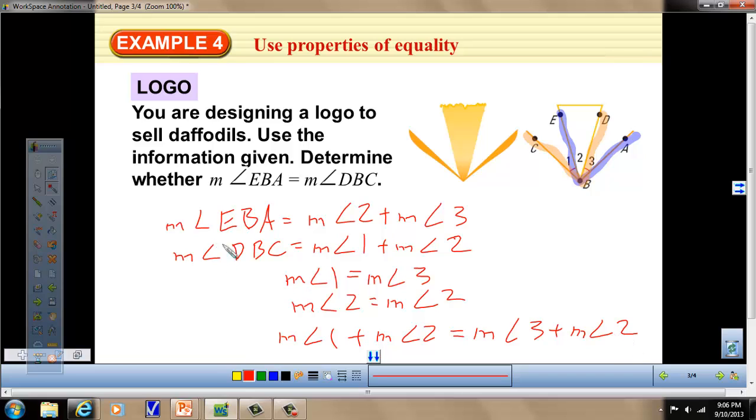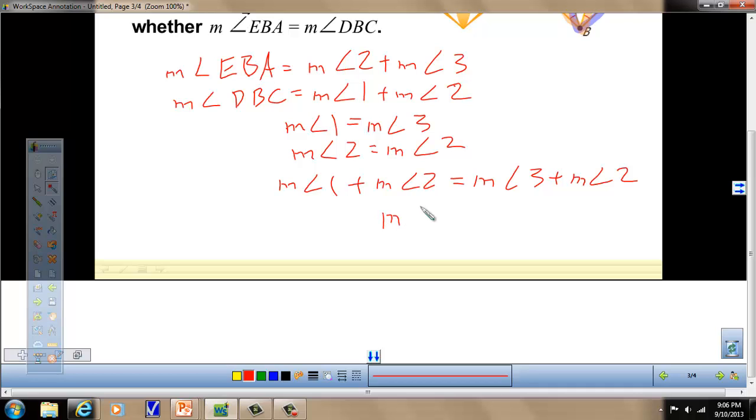If that's true, then we know these two things are equal, because we know that the measure of angle EBA is 2 and 3, and the measure of angle DBC is 1 and 2. So that's basically what this is saying here. So our last step would be that the measure of angle EBA is equal to the measure of angle DBC. Okay? So we're just mapping it out, writing out things that we know are important.